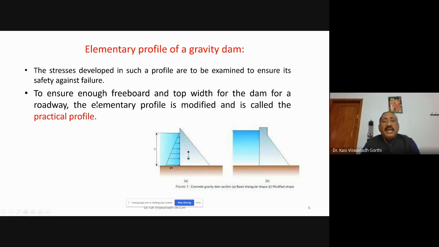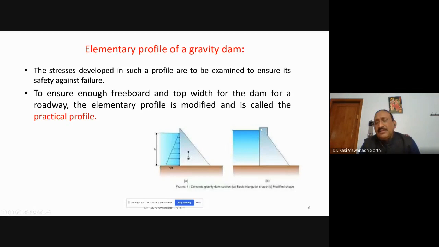To ensure enough freeboard and top width for a dam, for a roadway, the elementary profile is modified and is called the practical profile. This is the difference between the elementary profile and a practical profile. We have just seen the elementary profile is a simple triangle with its free surface and apex joining. For a practical profile, it is slightly different, where you have a little freeboard. This is called the freeboard. That means the height of the dam, which is provided over and above the FRL, is called the freeboard.